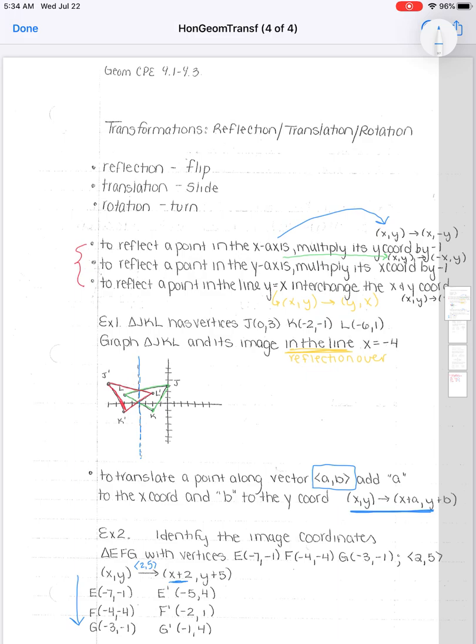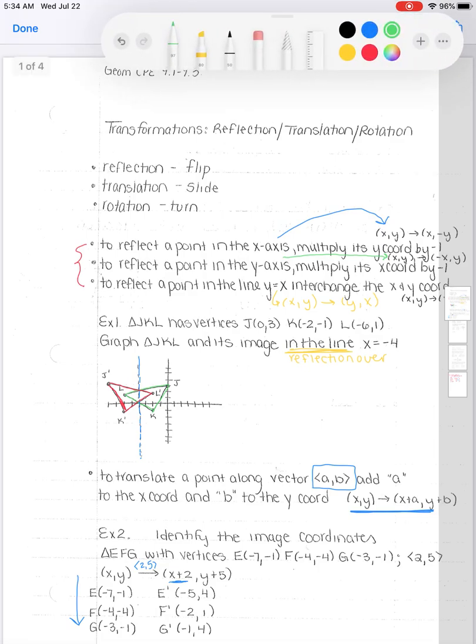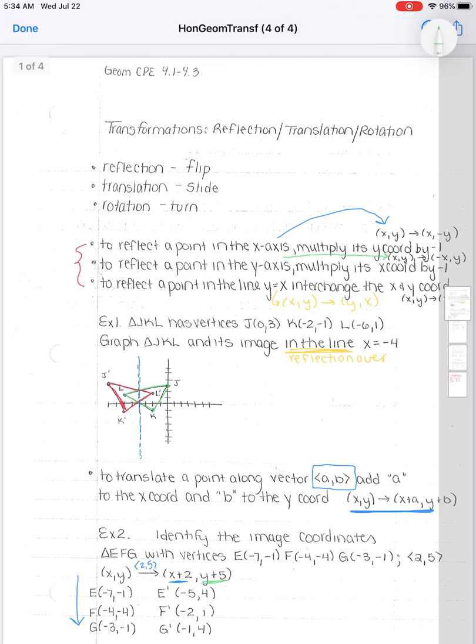So we have our original coordinates. We are translating something over the vector <2, 5>, which means that we're going to take the 2 and add it to our x value. So I'm going to do all the x's first. Every x value, I add 2 to it. So -7 becomes -5. -4 becomes -2. -3, add 2, you get -1. So our x's are done. For the y value, we're going to add 5 to it. So -1 plus 5 is 4. -4 plus 5 is 1. -1 plus 5 is 4. Giving you your new points.